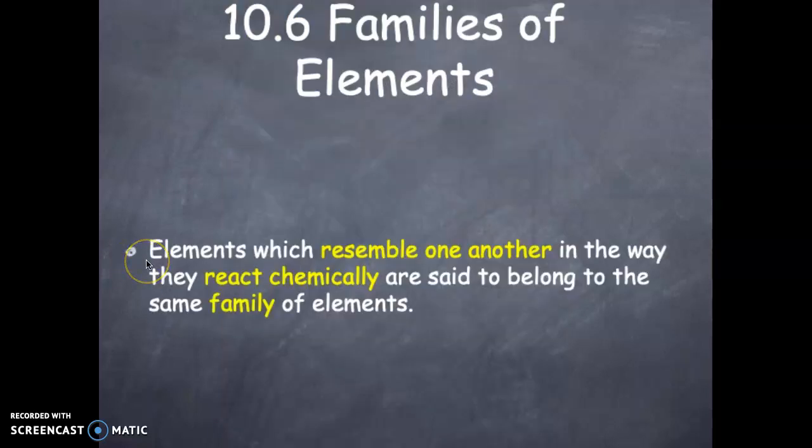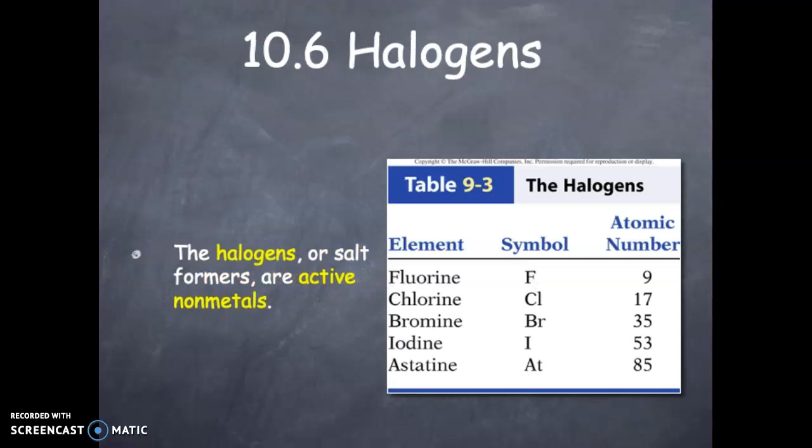Families of elements. Now we're getting into the idea of grouping. Elements which resemble one another in chemical behavior, in the way they react chemically, are said to belong to the same family of elements. You will find these elements in columns in the periodic table. For instance, these are called the halogens: fluorine, chlorine, bromine, iodine, and astatine. Halogens.